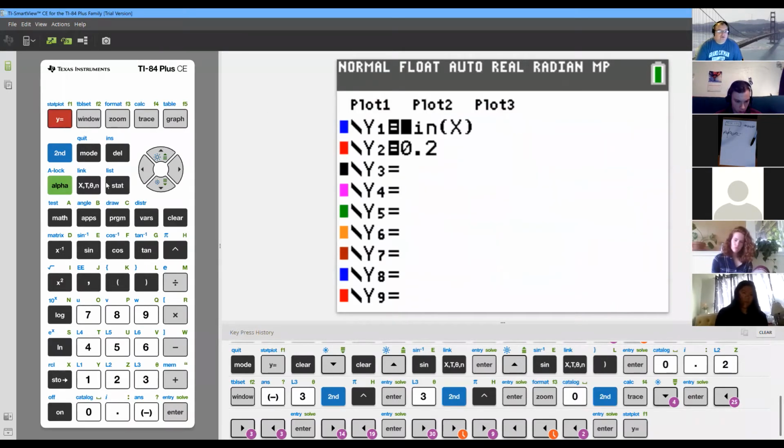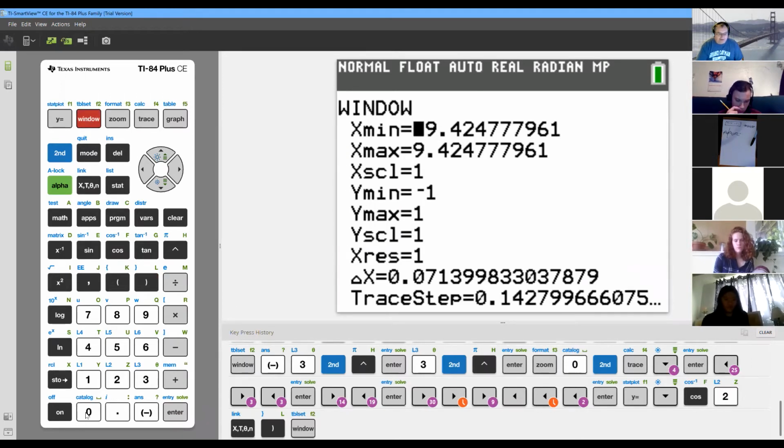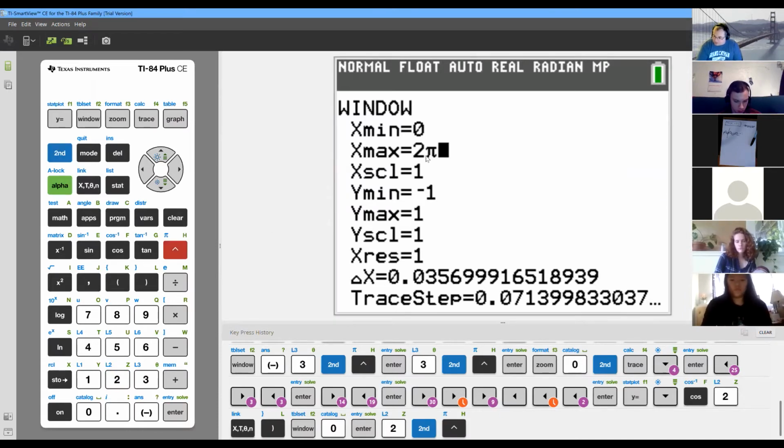Let's look at the second situation. Let's suppose I had the sine of x and I wanted to find out when it was equal to the cosine of 2x. Can you imagine the question was to 4 decimal places, give me all the solutions to sine x equals cosine 2x, and only pick numbers from 0 to 2 pi, for instance. So I'll go back to my window, and since I'm only picking numbers in this question from 0 to 2 pi, do you see how I changed my x min to 0 and my x max to 2 pi?